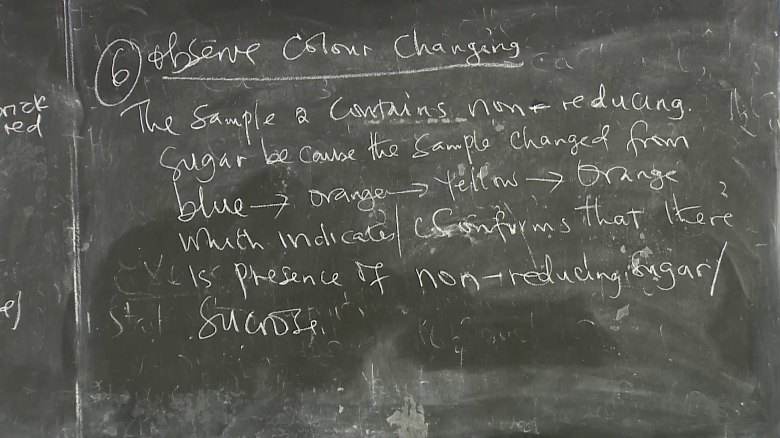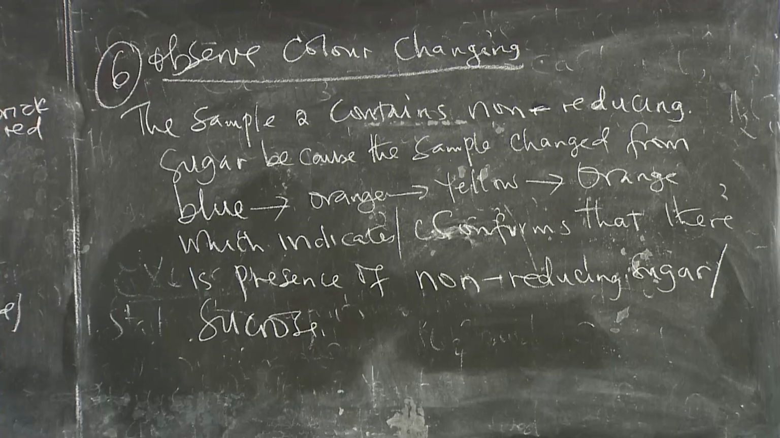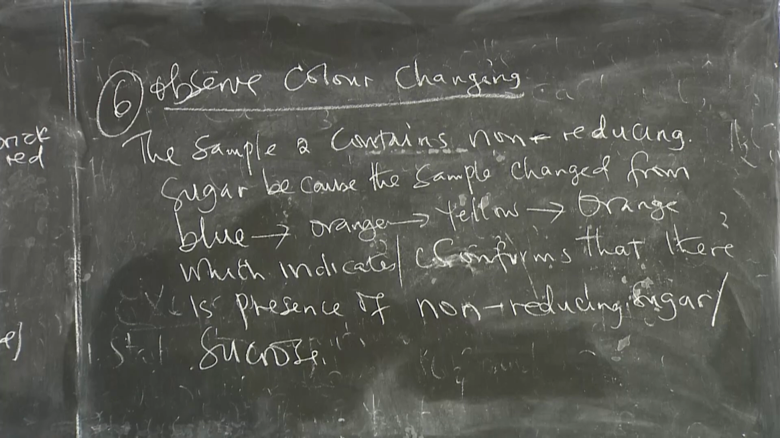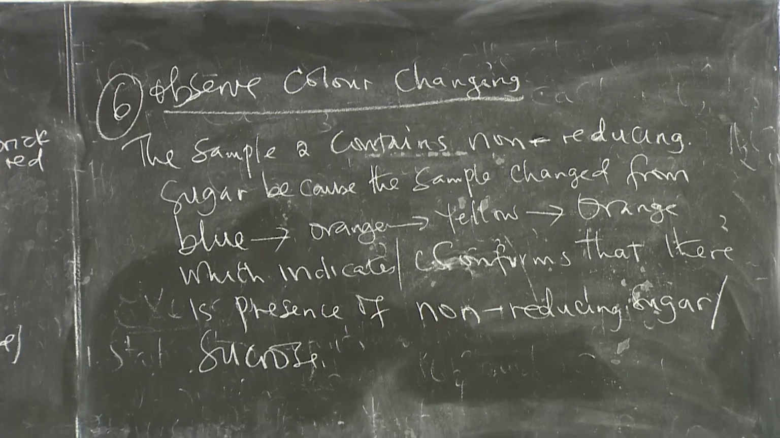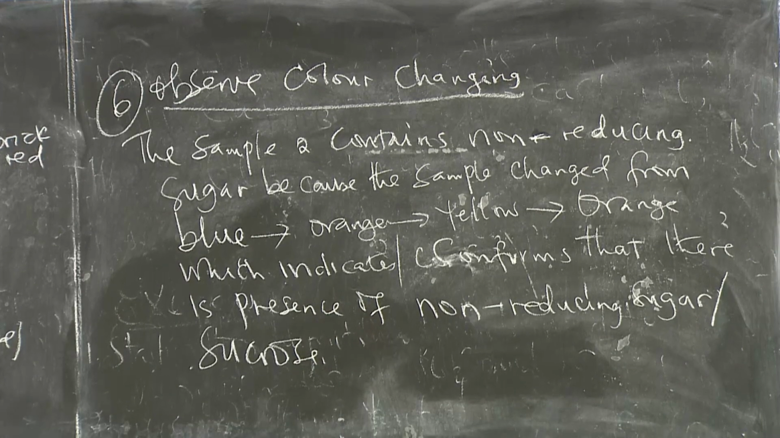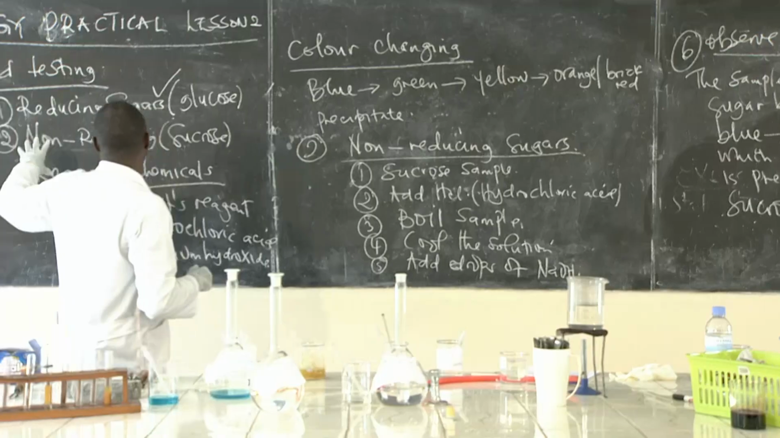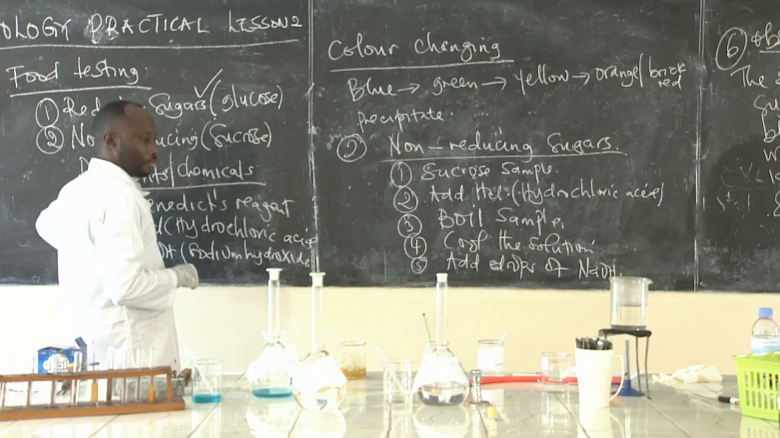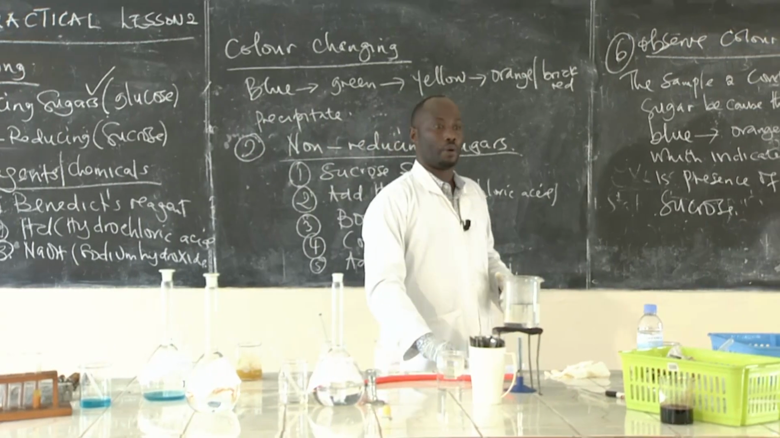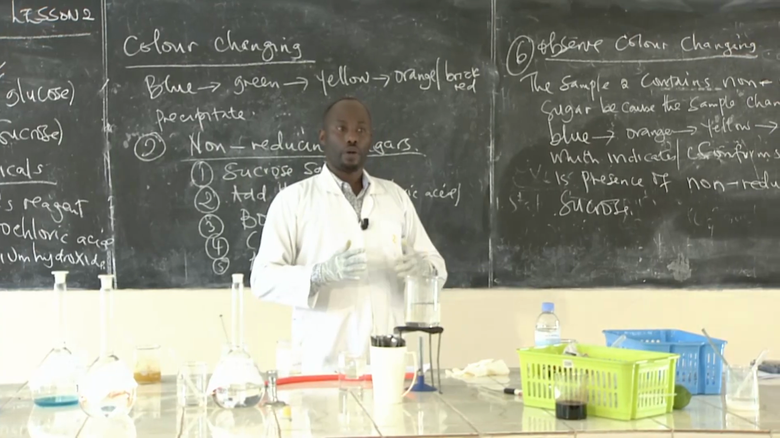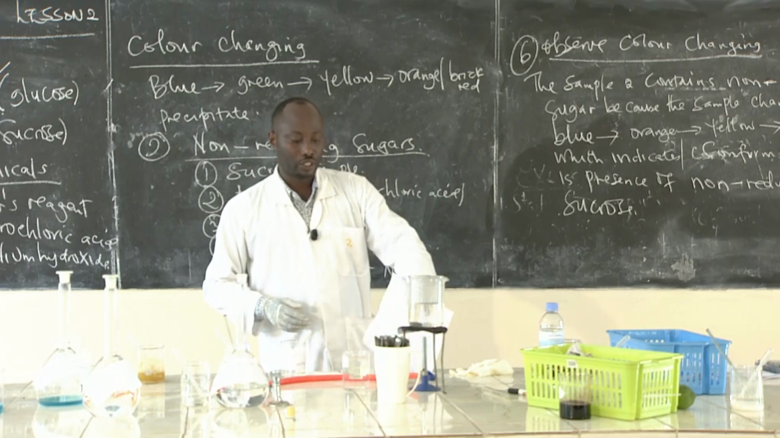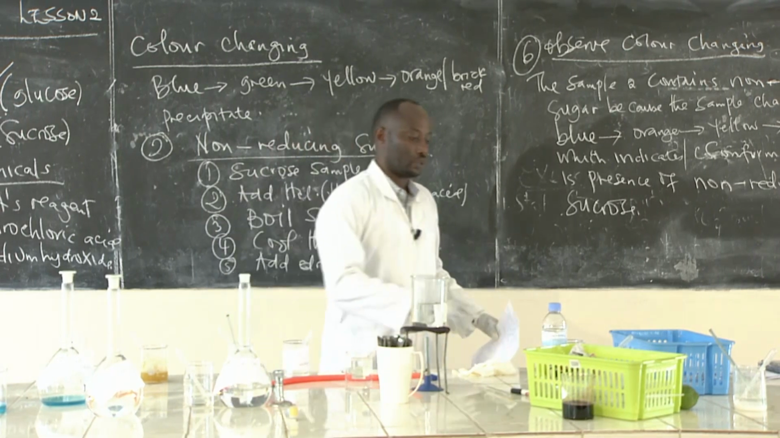Quickly, we had sample 1, which was a reducing sugar. We had sample 2, which was a non-reducing sugar. And we can use this to test for the presence of reducing and non-reducing sugars. Students, the lesson is very well understood and very clear, so I can give you an assignment or homework, which we can do together.